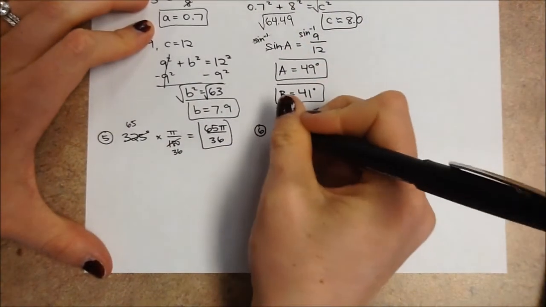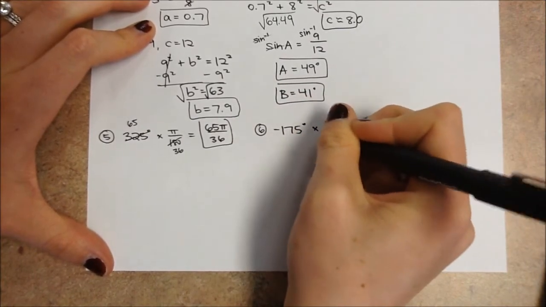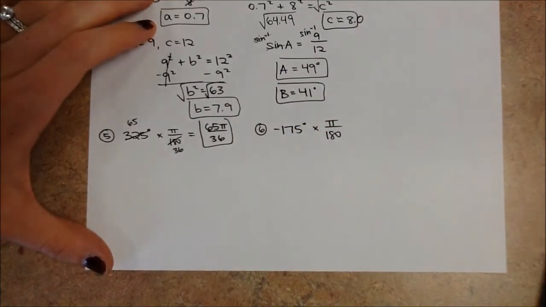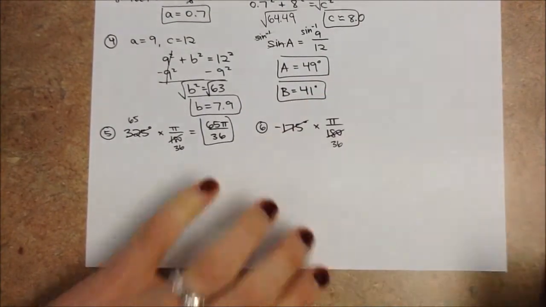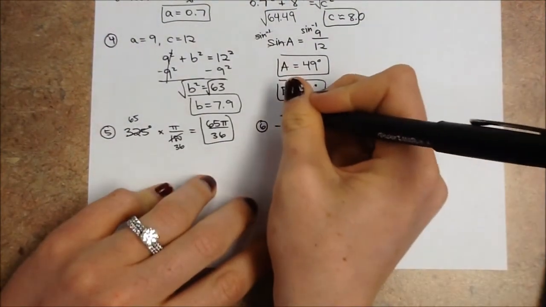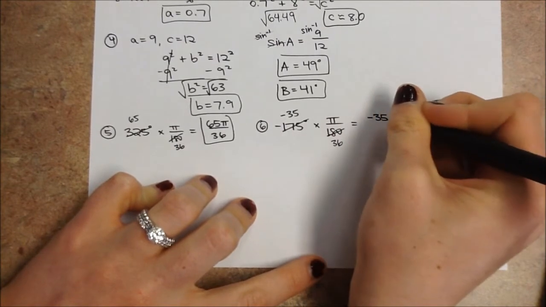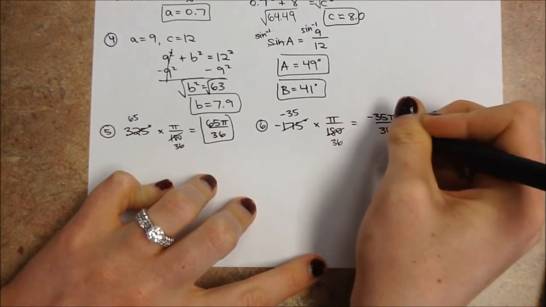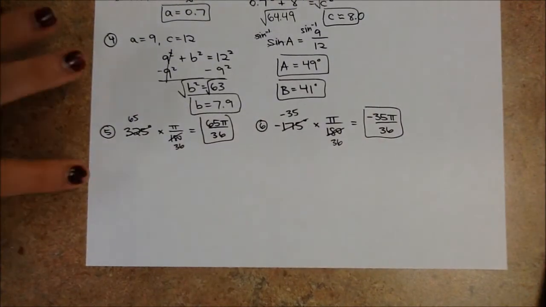Next one, also degrees, negative 175. Same thing, I'm going to multiply by pi over 180. If you're in degrees already, that's what you multiply by. Okay, so these also look divisible by 5, so let's reduce down. So I get negative 35. Okay, so this is negative 35 pi over 36. Okay, so almost negative pi, just a little teeny bit less.